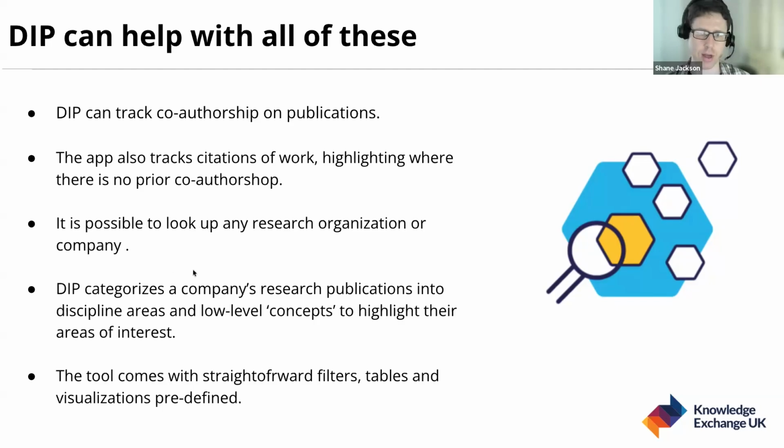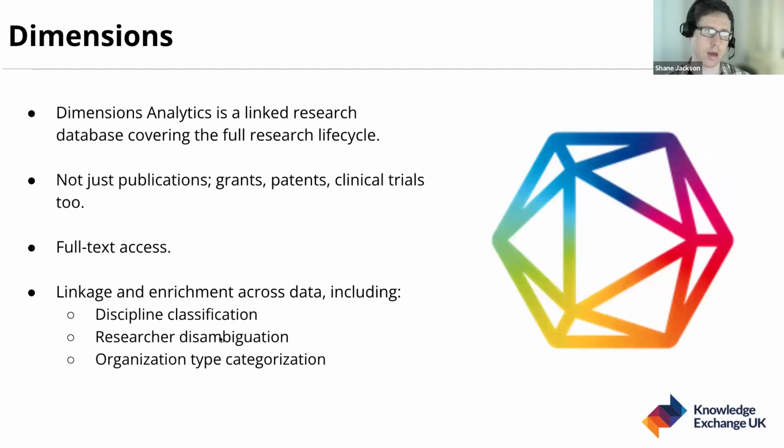DIP can categorize a research company's publications into discipline areas, and beyond that, low-level concepts, to highlight the areas of interest they most frequently work in. And it can also do the same for your institution or another institution, so you can get a sense of where those areas of overlap are. And the app also has built-in filtering, tables, and predefined visualizations, so it's easy to narrow down to particular areas of interest that you want to focus on.